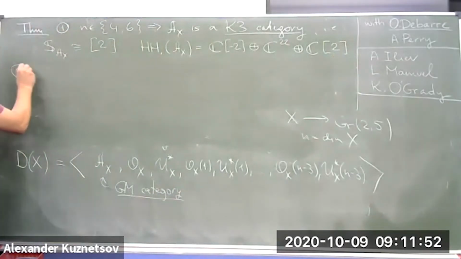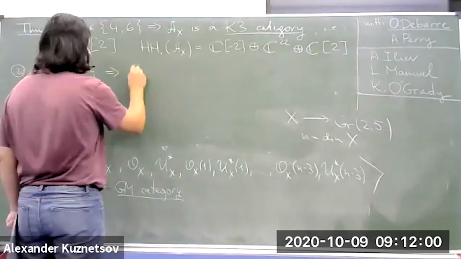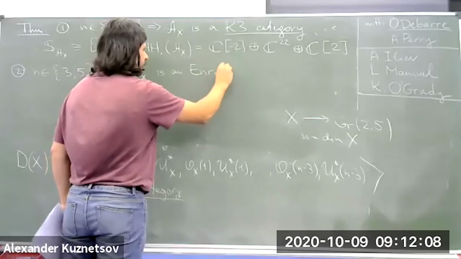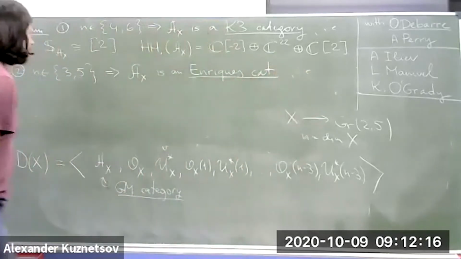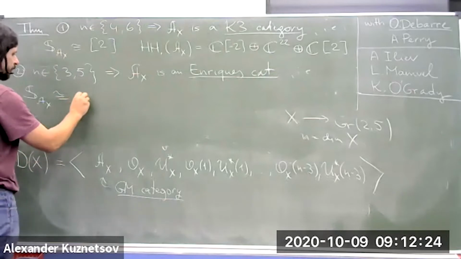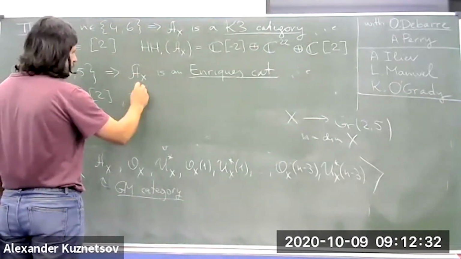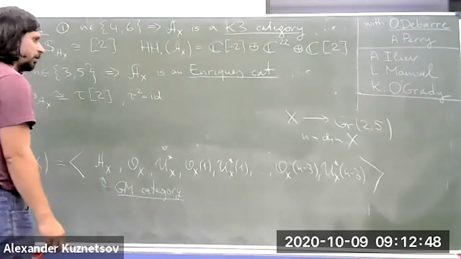And if the dimension is odd, then the properties are different. Then AX is what we call an Enriques category. Which means that its Serre functor is like the Serre functor of the derived category of an Enriques surface. So it's a composition of the shift by 2 with an involutive autoequivalence. So tau squared is the identity. So it's an involution composed with the shift by 2, exactly like it holds for an Enriques surface.